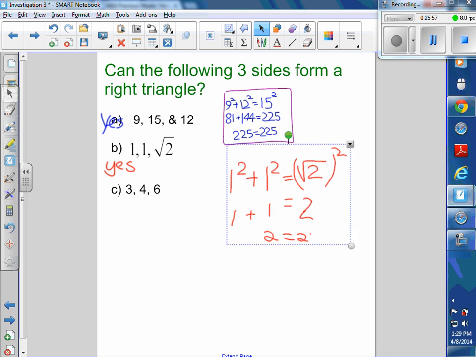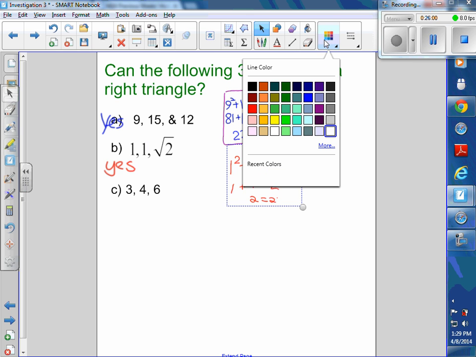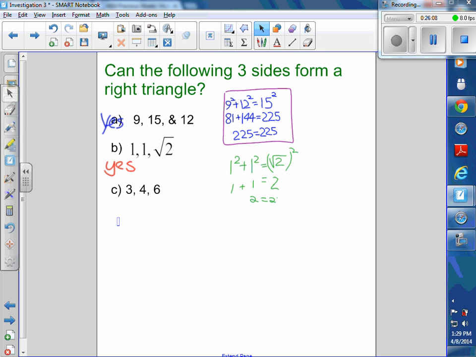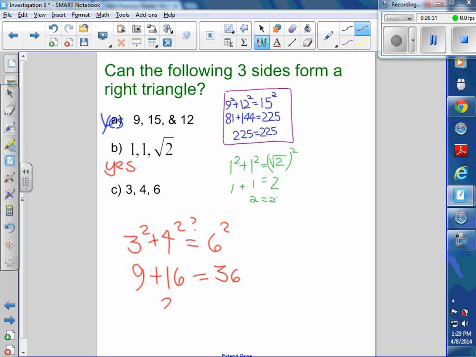What about the last one? Who says no? Okay, Allie, what'd you do? I did 3 squared plus 4 squared plus 6 squared. 3 squared plus 4 squared is equal to 6 squared, right? So is it? 9 and 16 make 25, and 36? Not equal, right? So no.